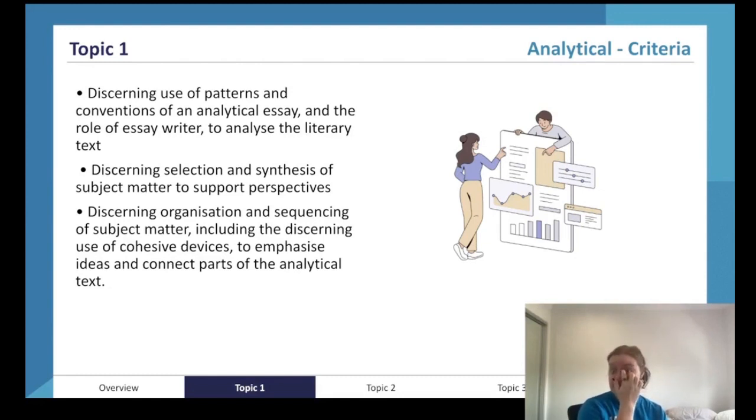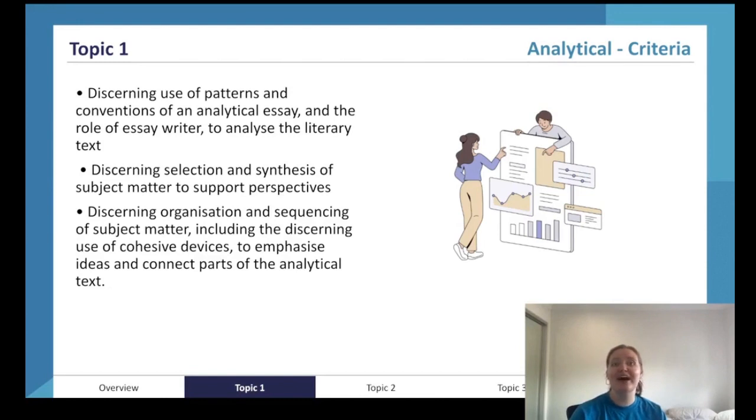Discerning selection and synthesis of subject matter to support perspectives. Again, that's linked to your thesis. All of the evidence that you choose has to be chosen in order to argue your thesis, in order to further your thesis. Discerning organization and sequencing of subject matter, including the discerning use of cohesive devices to emphasize ideas and connect parts of the analytical text.